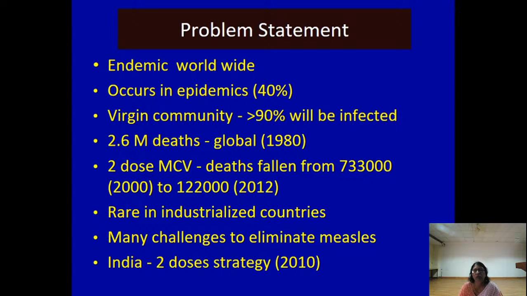And in 2010, Government of India introduced the 2-dose strategy. Previously, before 2010, it was only 1 dose, which was introduced through the universal immunization program, and it was given only to infants who were 9 months plus up to 1 year. That was the single dose which was given. But in 2010, Government of India introduced the 2-dose strategy.